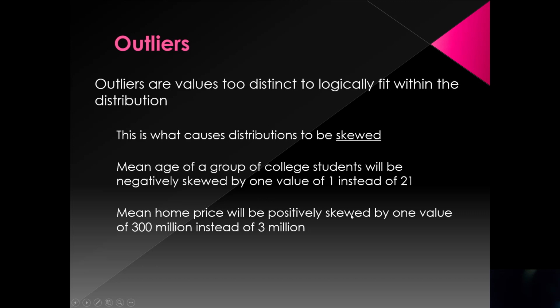The mean home price will be positively skewed by one value of 300 million instead of 3 million. If somebody's supposed to enter 3 million and they enter 300 million, that mean is going to shoot up a lot. Which is probably why when they talk about home prices in San Diego County, they always talk about the median home price, because the median will not be skewed at all by outliers. Wow, I bet you didn't know that, huh?